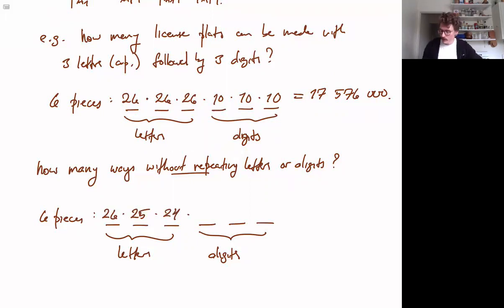And the digits work the same way. So for the first, we have 10. Then we've used up 1. So for the next one, we have 9. And then we've used up 2. For the next one, we have 8. And again, if you multiply this together, just to put a number on it, it is 11,232,000 on the dot. So that is the product rule.